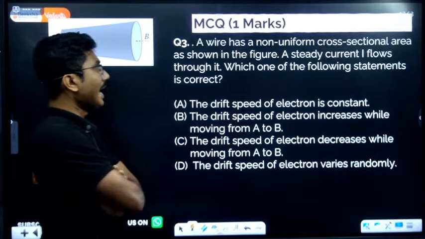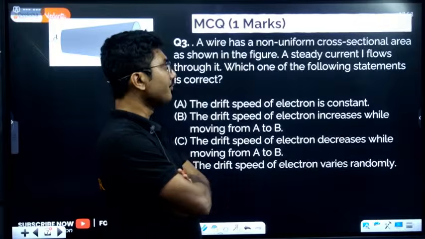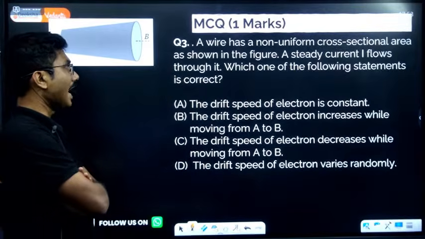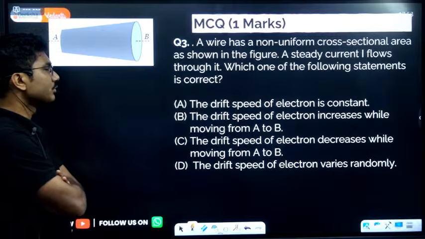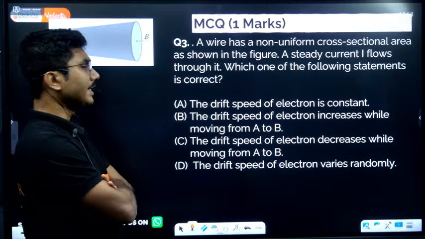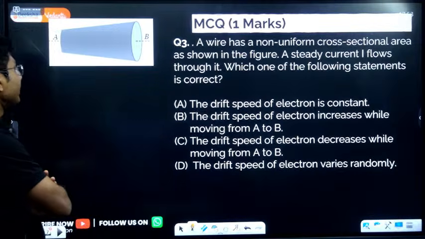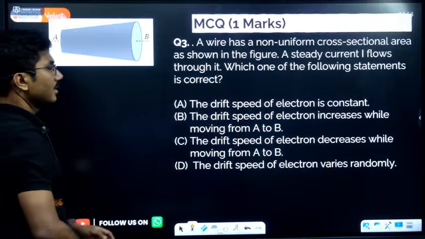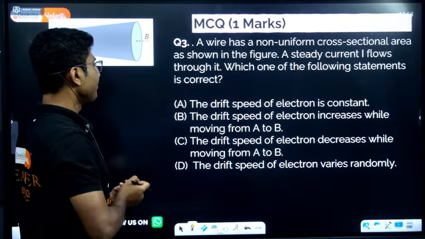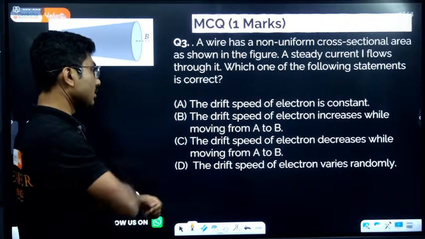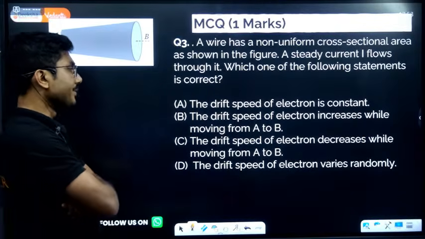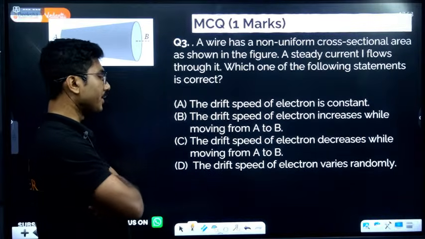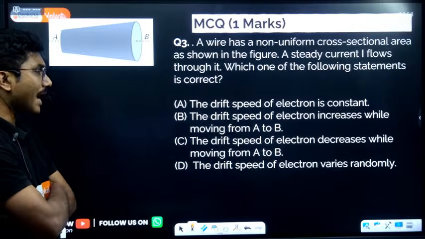A wire has a non-uniform cross-sectional area as shown in the figure. A steady current I flows through it. Which of the following statements is correct? So here we have a conductor through which current is flowing. The drift speed of the electron is constant. The drift speed of the electron increases while moving from A to B. The drift speed of electron decreases while moving from A to B. The drift speed of electron varies randomly.